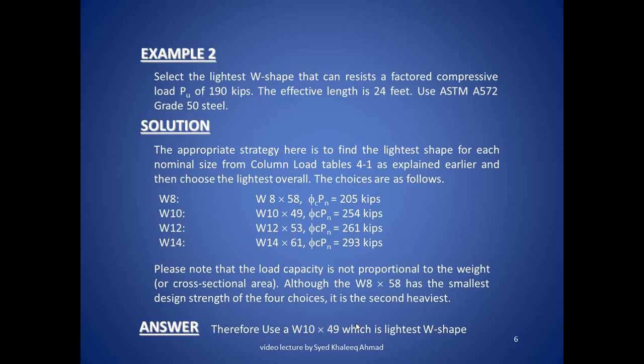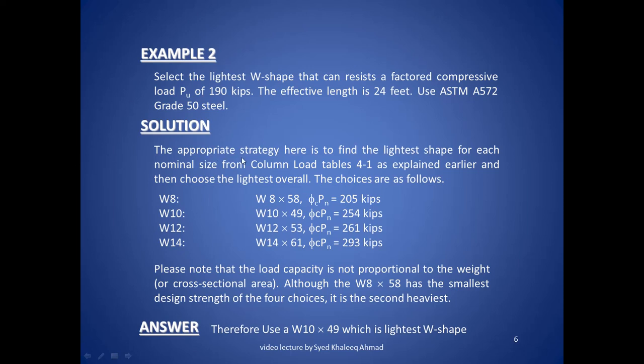Here we have to select the lightest W shape that can resist a factored compressive load Pu of 190 kips. So the load is defined, the design load. So it is already a factored load. Dead load and live load is not separately given. The effective length is given as 24 feet. So now end conditions are not given, but the effective length is automatically available to you, 24 feet. And use ASTM A572 grade 50. So Fy is 50. That means we can use these AISC tables.